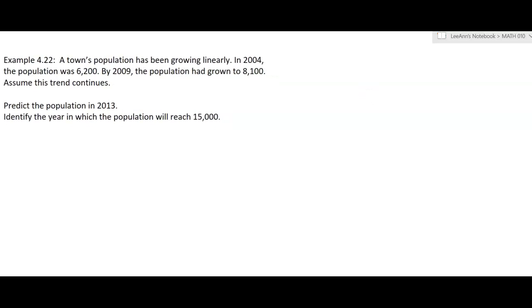All right, so let's look at this situation. Example 4.2. A town's population has been growing linearly. In 2004, the population was 6,200. By 2009, 5 years later, the population was 8,100. So the way we're going to set this up, I'm going to do a little graph here, and we're going to say this is 0. Year 0 is going to be 2004.